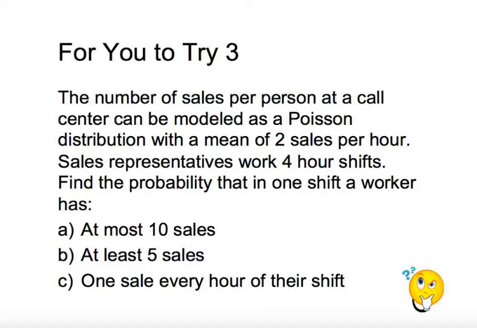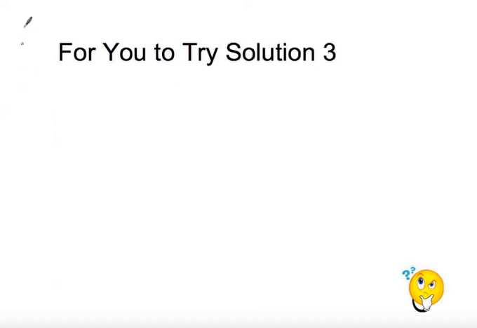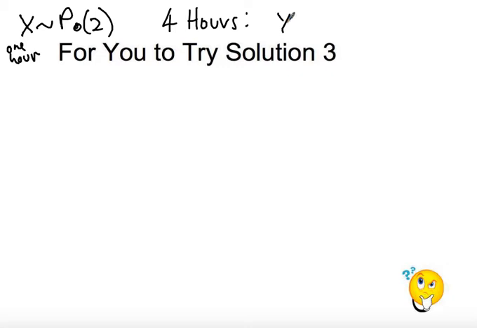Okay, so welcome back. Let's have a look at the answer to this. So again, let's define our distribution here. We started off with x. Let's say this is for 1 hour. So x is going to represent the distribution for 1 hour. It is a Poisson mean of 2 because that was what it was given. So now for 4 hours, let's use y. Y would be distributed Poisson with mean 4 times 2.